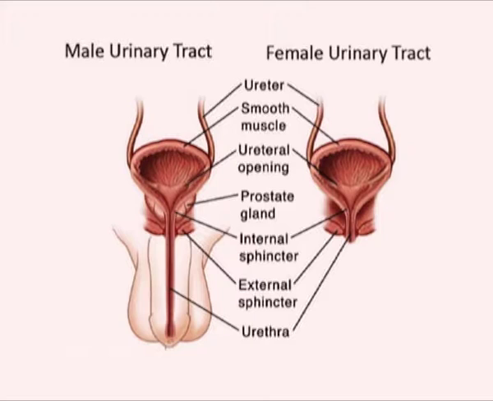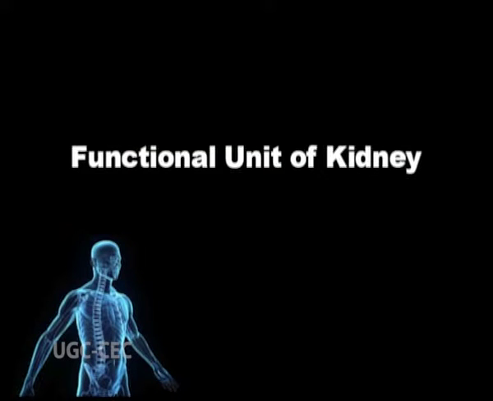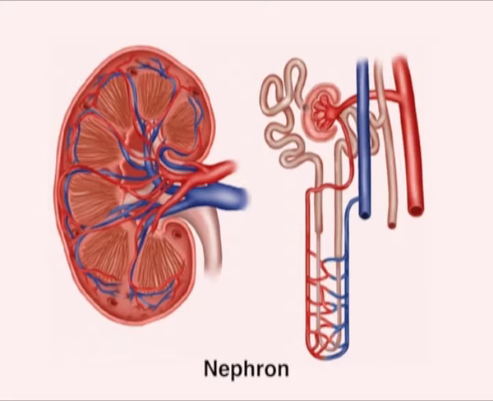In females, the urethra is about 3 to 5 cm long and carries only urine and opens by the urinary aperture. We shall now discuss the structural and functional unit of the kidney, which is known as the nephron or uriniferous tubule. Each kidney of an adult human contains about 1 million nephrons or uriniferous tubules, which are each approximately 3 cm long. They filter the blood and produce urine.